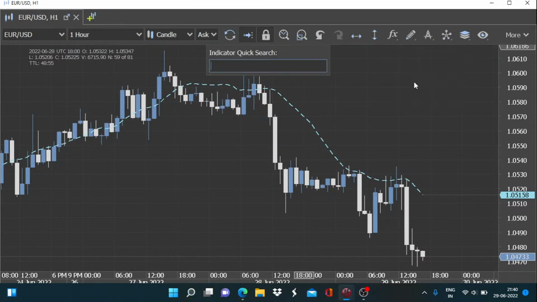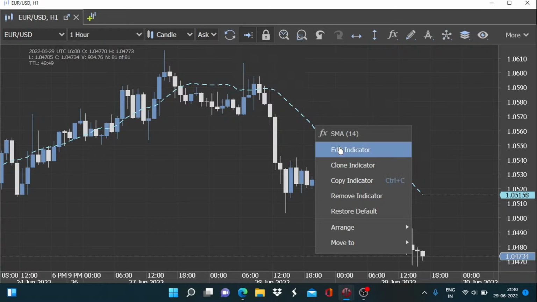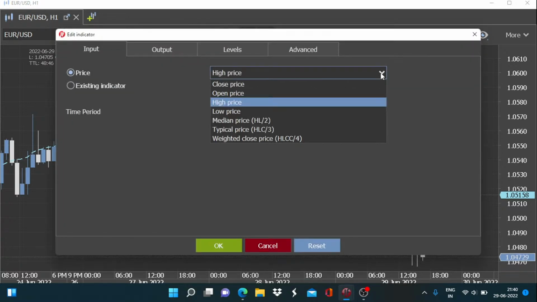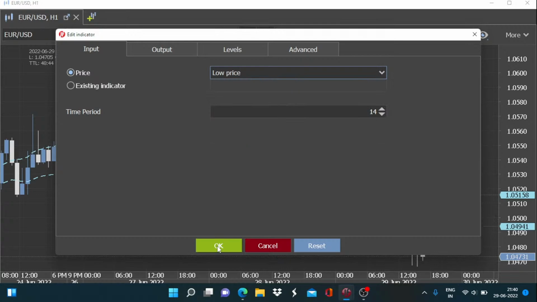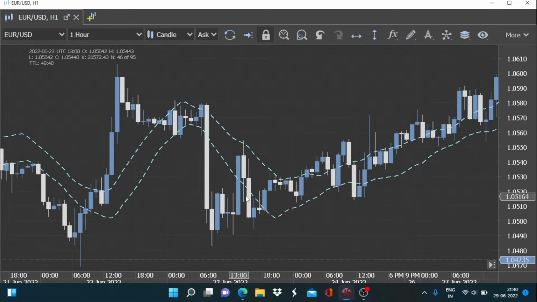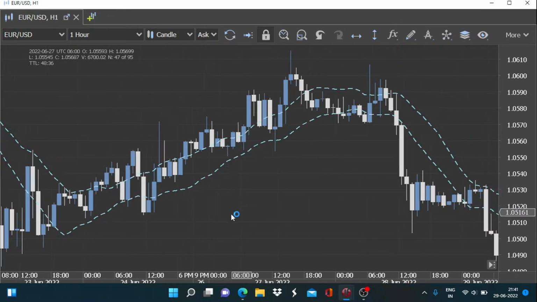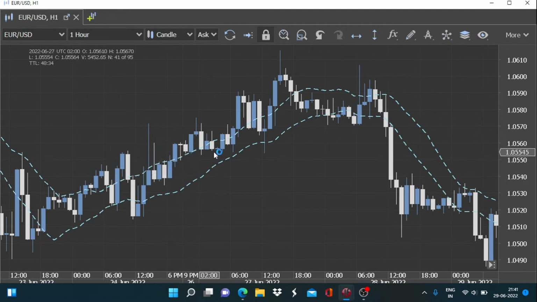So let us do a quick search for SMA, and here it comes. Now it is the SMA of the high price, and I will change it to low price, and we have the price band plotted for us. So we can get a good idea: if you are looking to initiate a buy trade with the underlying trend being bullish, then I think it will be a good idea to look to initiate the trade closer to the low price of the SMA.